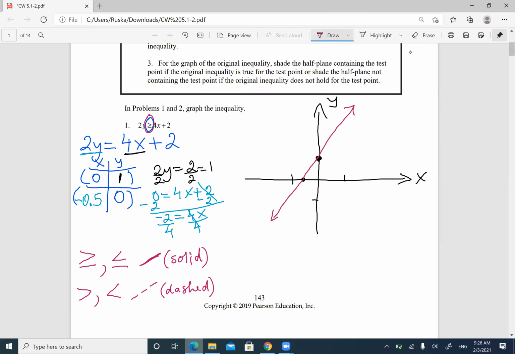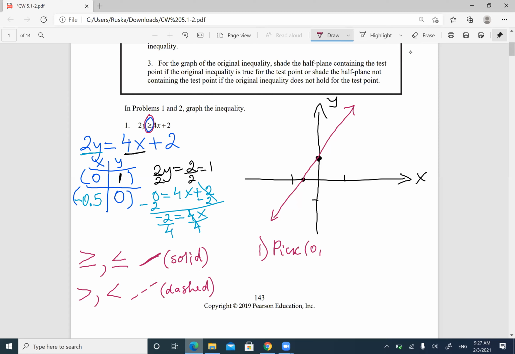Now, after I draw my line, I have to shade above the line or below the line. There are two different ways to decide which side you're going to shade. So this is how you do it. The first way is if I pick a point. In this case, 0, 0 is a good point to pick.